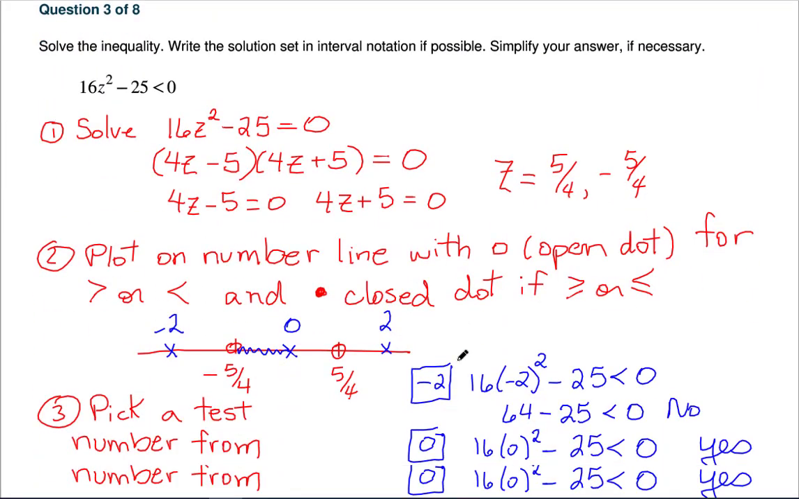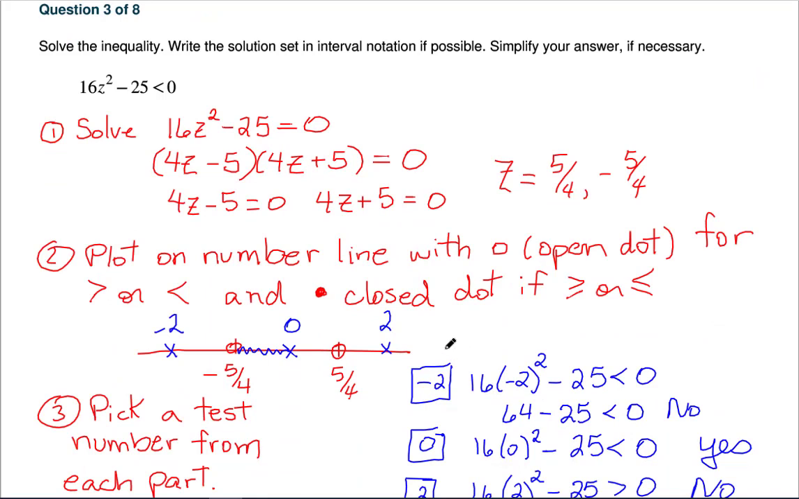Alright, now in question 3, we actually begin solving some inequalities. So we have 16z squared minus 25 less than 0. The way we solve these is first we set it equal to 0 and see what makes it equal. So in this case it is factorable. We set each piece equal to 0. And that would give me 5/4 and minus 5/4.